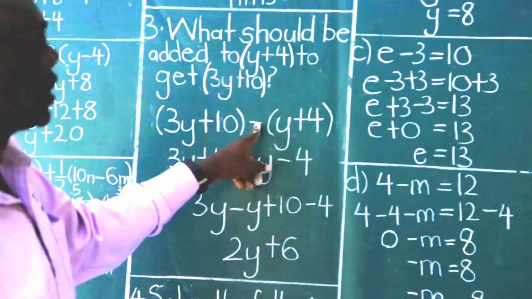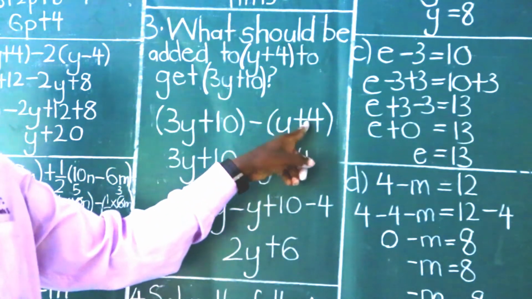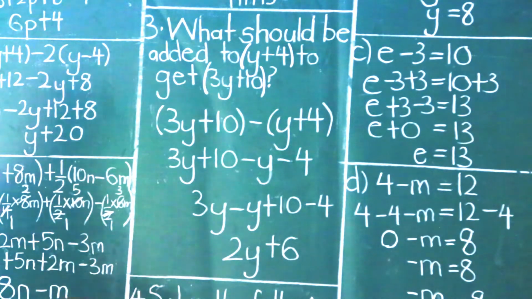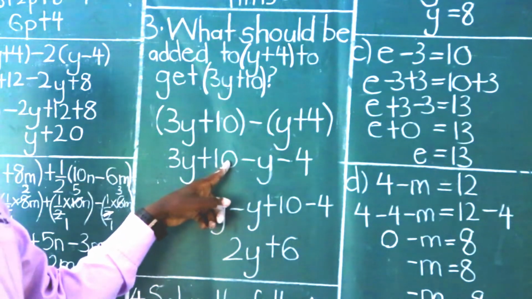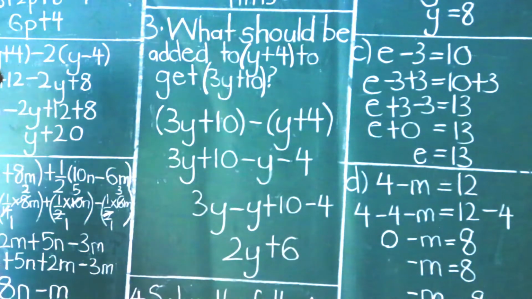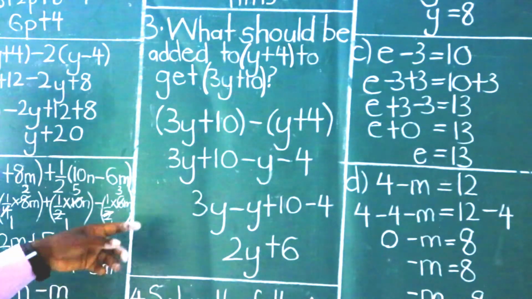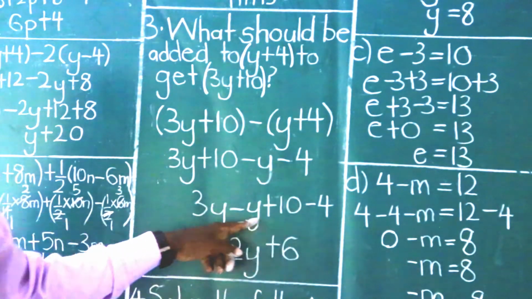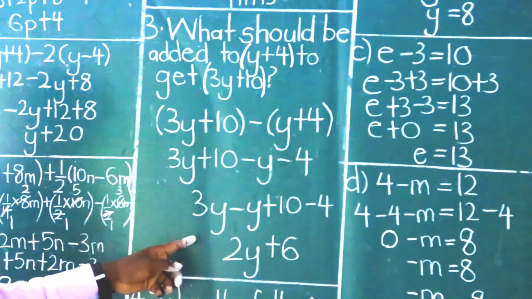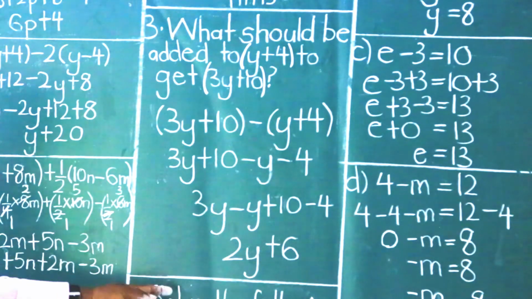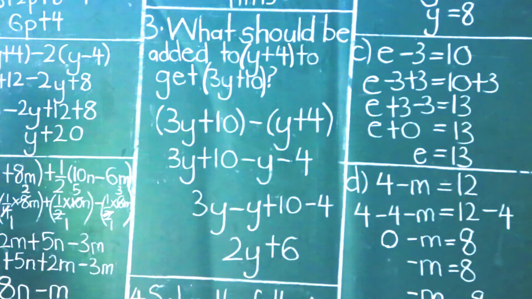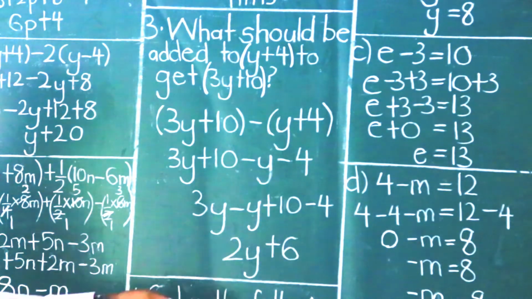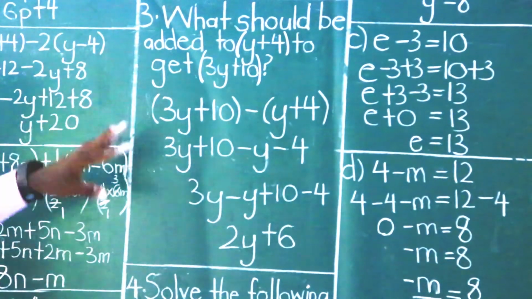And this one being a negative opener, it changes the positive y and the positive 4 to a negative y and negative 4 when the brackets are gone. Thus, we have 3y plus 10 minus y minus 4. Then you gather the like terms: 3y minus y plus 10 minus 4. Before you simplify it finally, 3y minus a single y remains 2y. Then 10 minus 4 is 6, thereby getting 2y plus 6 as the final answer for that question.